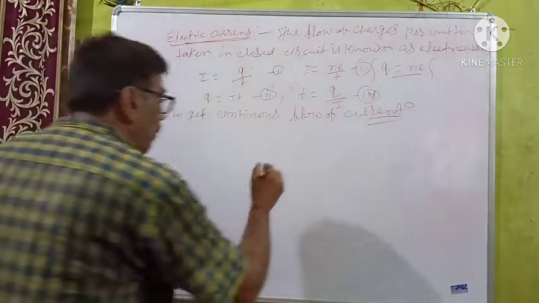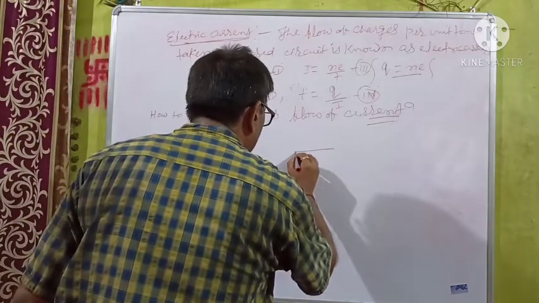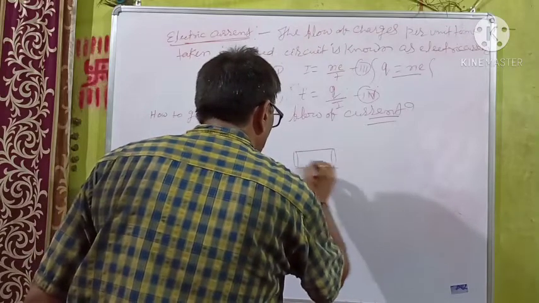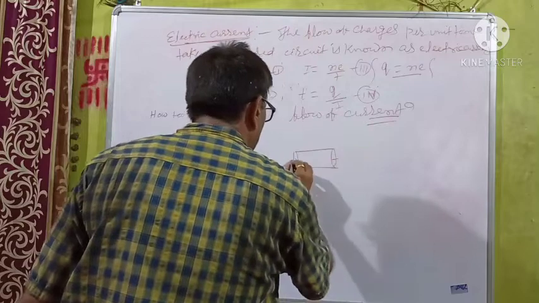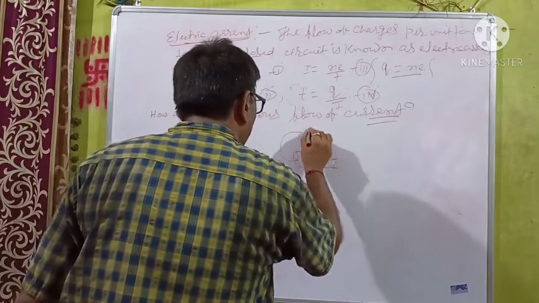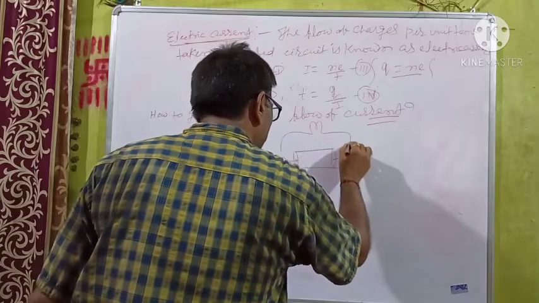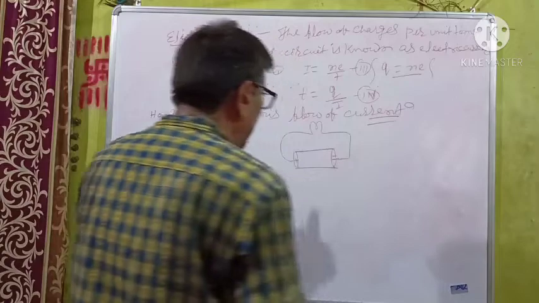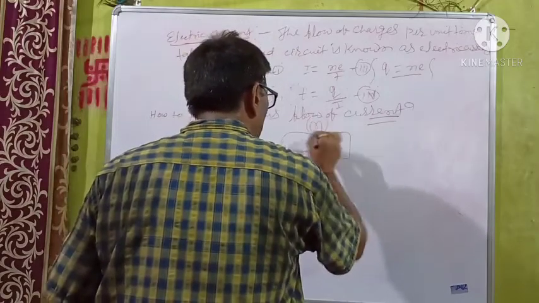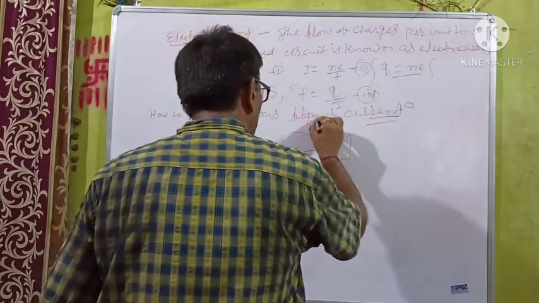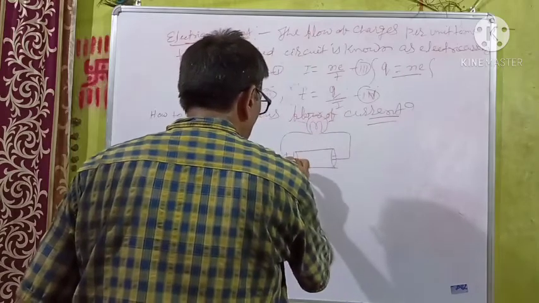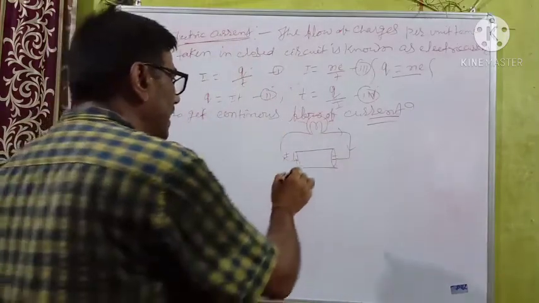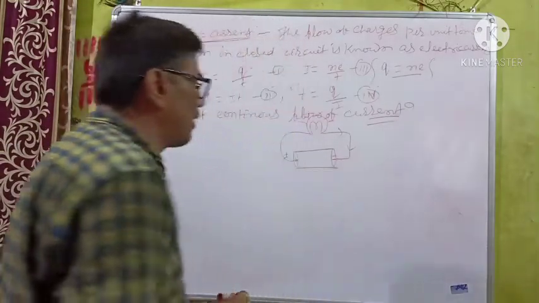Then the current flows. For example, we have taken a battery with positive and negative terminals, and when it is connected with a connecting wire to a bulb, the bulb glows because the current flows from the positive terminal to the negative terminal outside, and inside from the negative to positive.